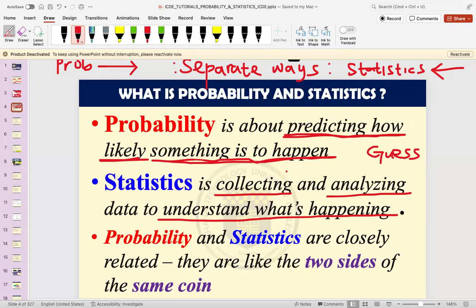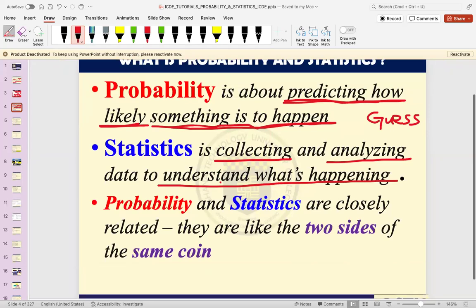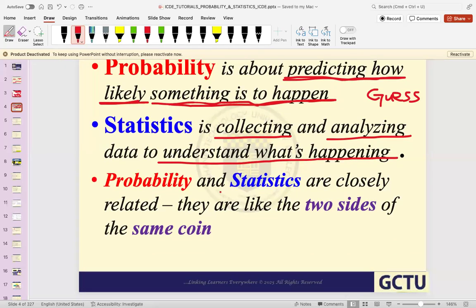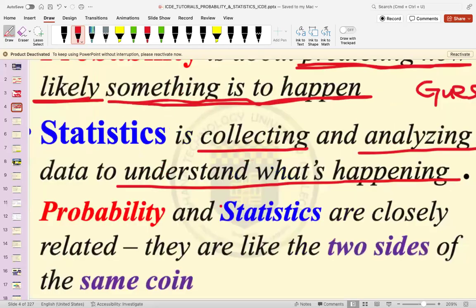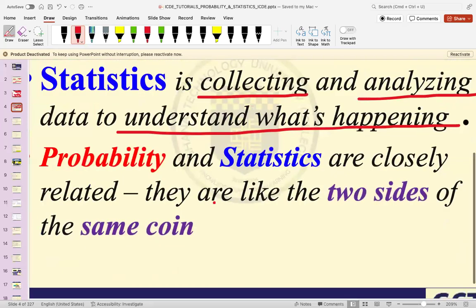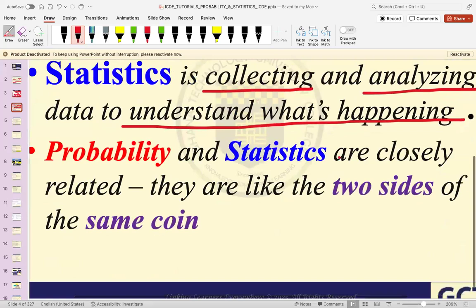Now, how do we combine the two so we can have a solid foundation? This is how I have captured it. I'm saying probability and statistics are closely related.